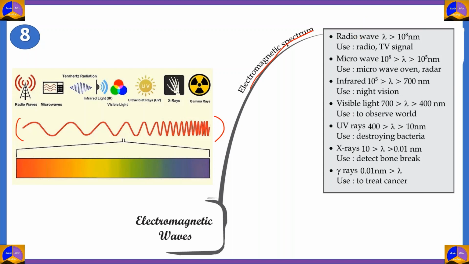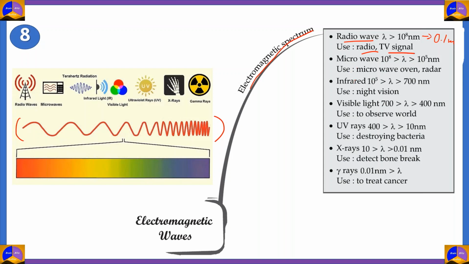The electromagnetic waves with the longest wavelength are radio waves. These have wavelengths which are greater than 10 raised to 8 nanometers or 0.1 meters. Radio waves have low energy, and they have the largest wavelength, and they are used in radios and TV signals.